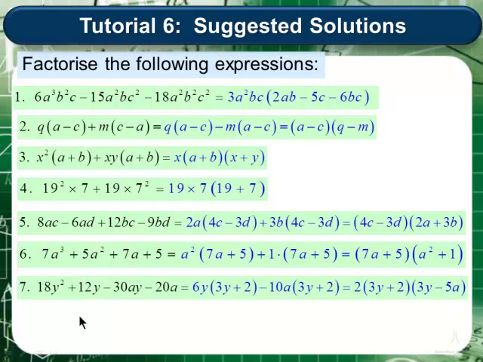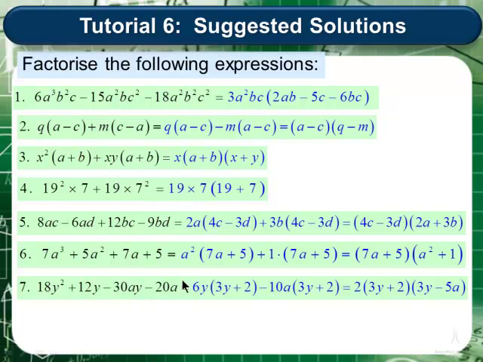Let's have a look at problem number 7, which is very similar. Again, an example of the application of the grouping technique for factorization. In this case, we consider terms 1 and 2 again as a pair, and also 3 and 4. We take the greatest common factor for the first 2 terms. In this case it's 6y, and we're left with 3y plus 2 if you apply the common factorization to the first 2 terms exclusively. Do the same with terms 3 and 4. The greatest common factor in this case will be minus 10a. Look, the a is common, as well as the minus 10.